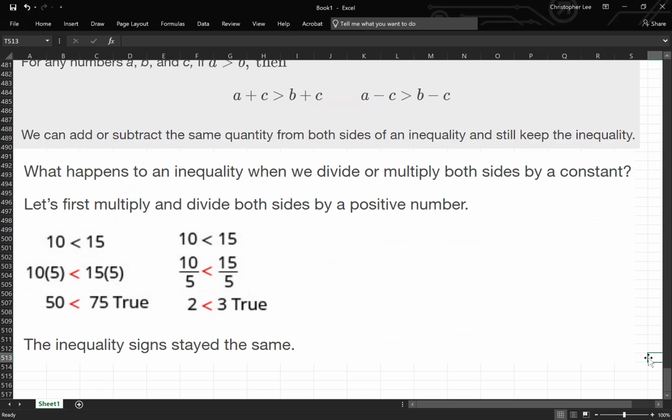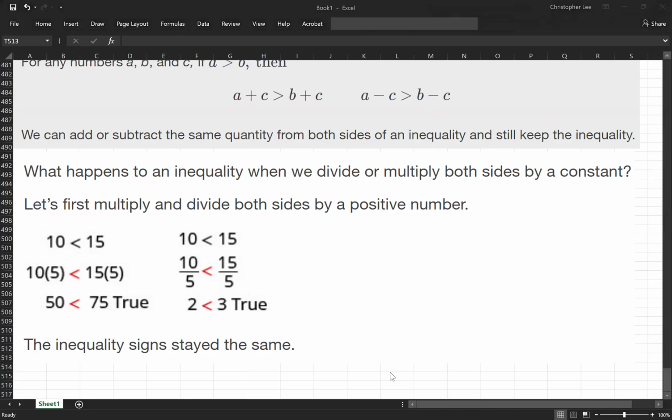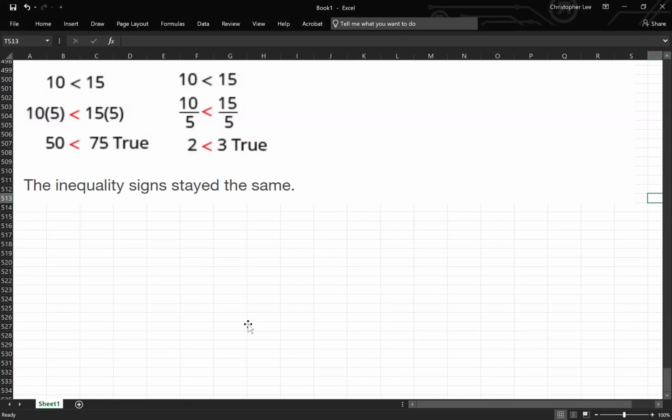That's true. Now, let's say I have 10 less than 15. I want to divide both sides by 5. That leaves me 2 is less than 3, and that's a true statement as well. So the inequality sign stays the same. Oh boy, here we go. We're about to get into the issue.